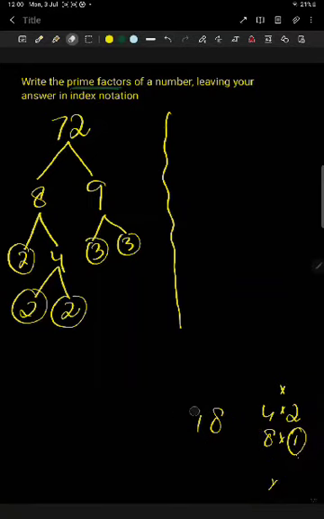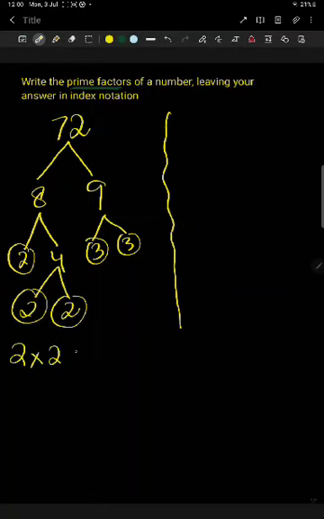So now what I need to do is write all the prime factors of 72 over here. What are the prime factors? I will start from 2 into 2 into 2 into 3 into 3. So the first part of the question, to write the prime factors of a number, I have done. Now the second part: write in the form of index notation.